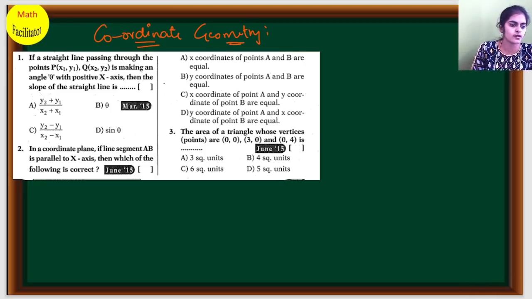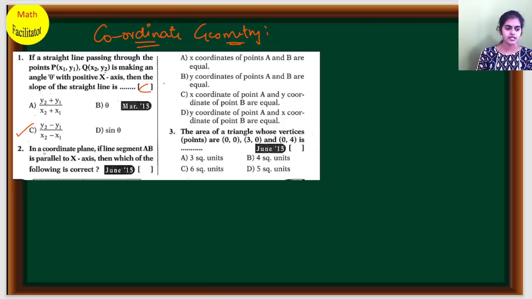Okay. So if a straight line passing through P(x1, y1) and Q(x2, y2) is making an angle theta with positive x-axis, then the slope of the line you want. Slope of the line is (y2 minus y1) divided by (x2 minus x1). So if you want, it's a simple formula, so you can learn. Otherwise, you can leave it.